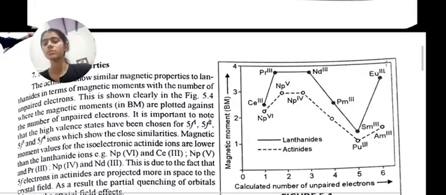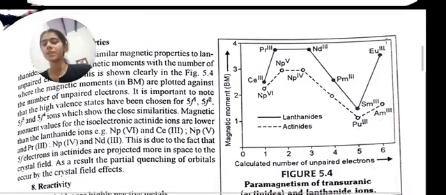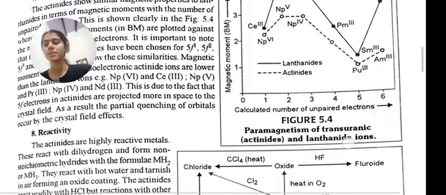Magnetic moment values for the isoelectronic actinide ions are lower than for the lanthanide ions. This is due to the fact that the 5f electrons in actinides are projected more in space to the crystal field. As a result, partial quenching of orbitals occurs by the crystal field effects.